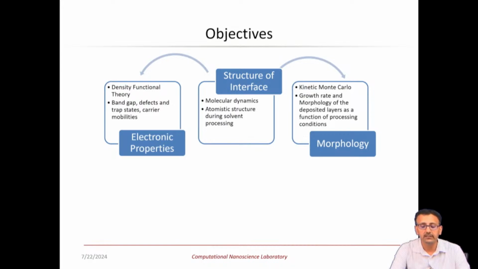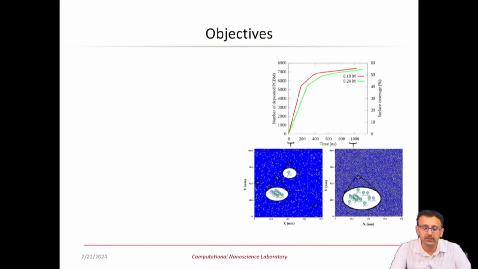On the other hand, if we wanted to scale up and look at morphology, MD cannot do that. We simply cannot get into micrometer and microseconds length and time scales. So, how do we do that?